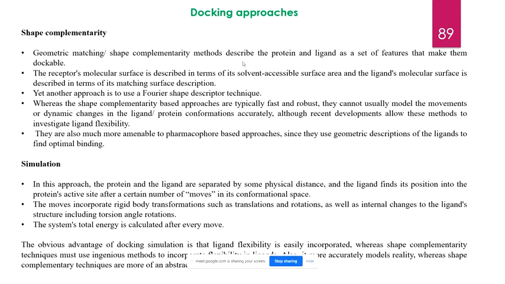So see, each of these moves in the conformational space of the ligand induces an energetic cost to the system, and that is why the total energy is calculated after every move. Now, can you state the pros of this particular approach?